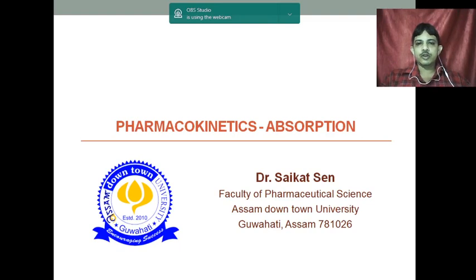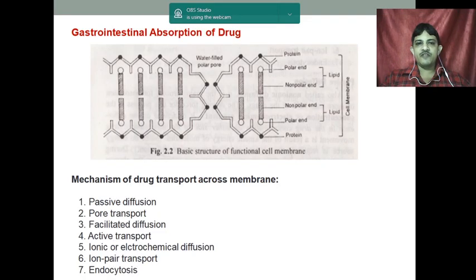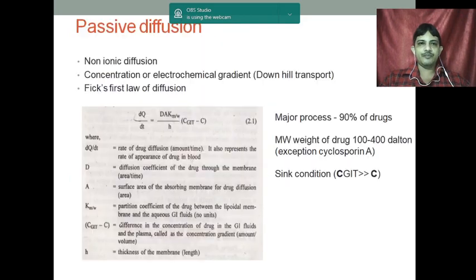Good morning. In continuation of our previous class, where we discussed the different mechanisms involved in drug transportation across the membrane, we'll see those transportation mechanisms one by one. The first one is passive diffusion.